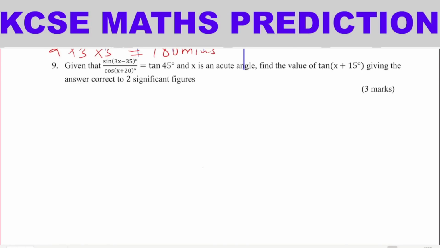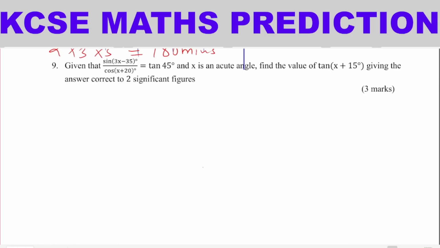Now, given that sine of (3x minus 35) divided by cosine of (x plus 20) is equal to tan 45, and x is an acute angle, find the value of tan(x plus 15), giving the answer correct to two significant figures. Now, to solve this question, there's something that you need to understand.